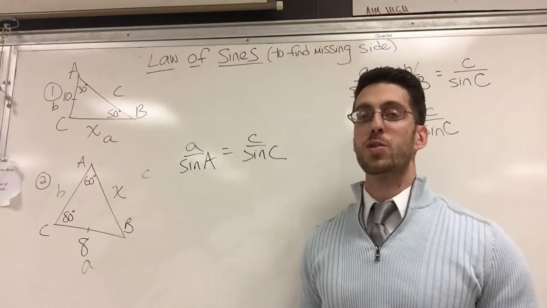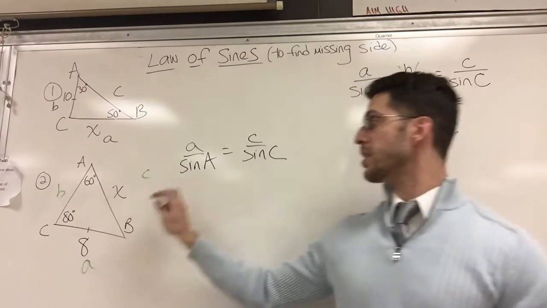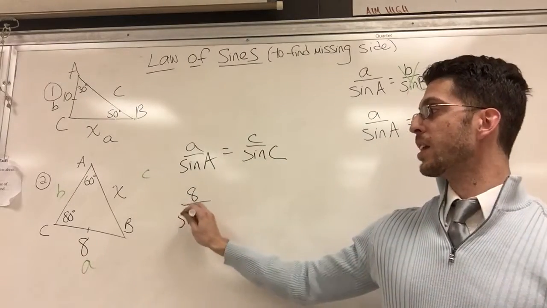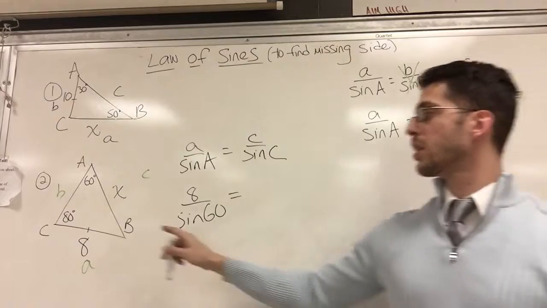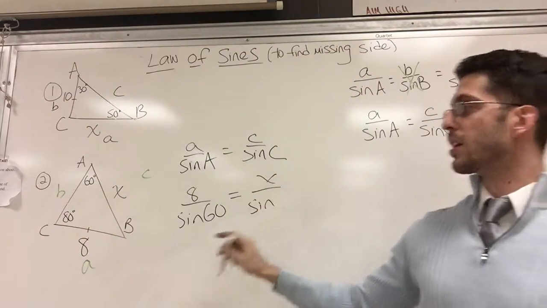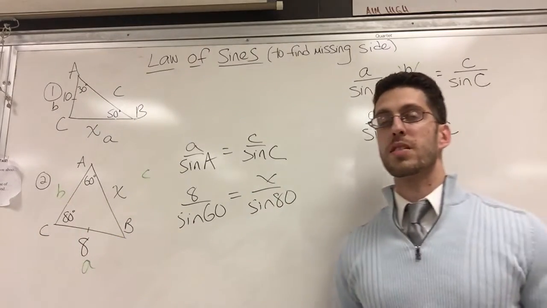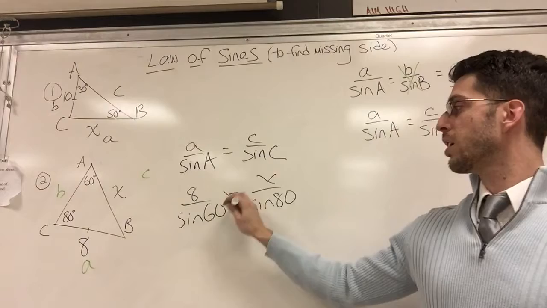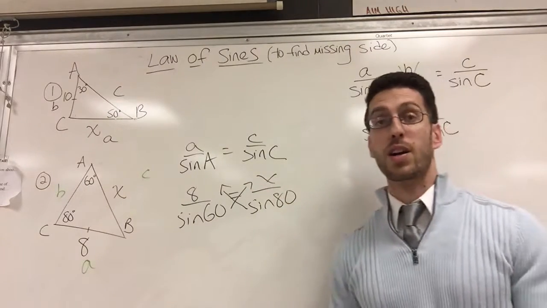I'm going to let you finish this one on your own, okay? You want to start with a, that's 8 over sine 60 equals little c, which is your x, over sine 80. And then hopefully you understand the steps. We're going to cross multiply. You're then going to have to divide and get your x alone.